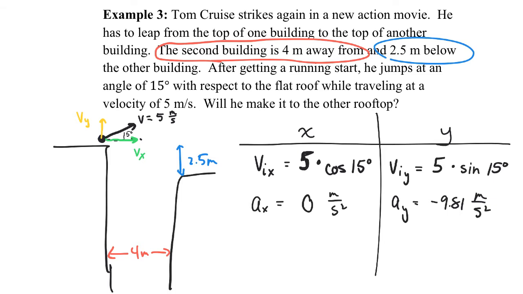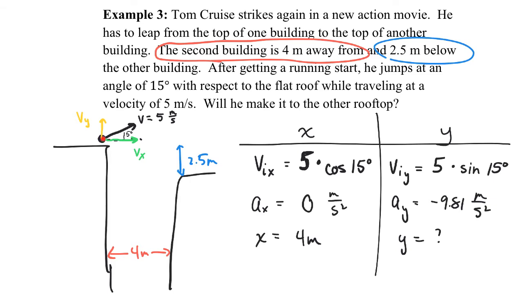So let's say that x is 4 meters in this case. And the question becomes, how far has Tom Cruise fallen after he's traveled 4 meters to the right? If he's fallen more than 2.5 meters, he doesn't make it. If he's fallen less than 2.5 meters, he does make it. Think about position. Think about physically where he is. And I'll use a little dot here so you can see it.